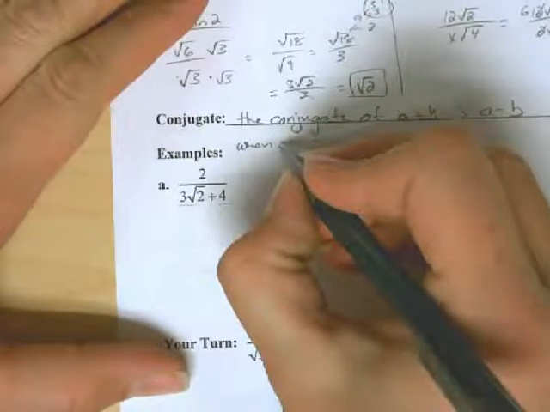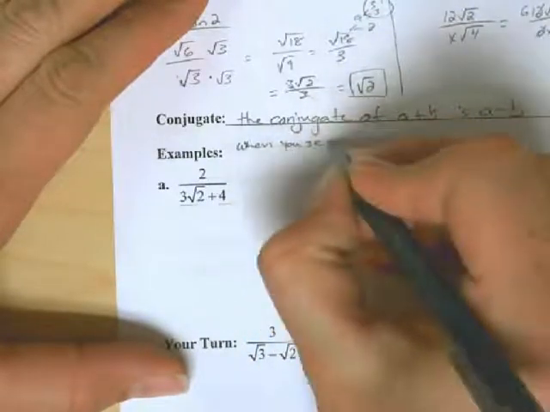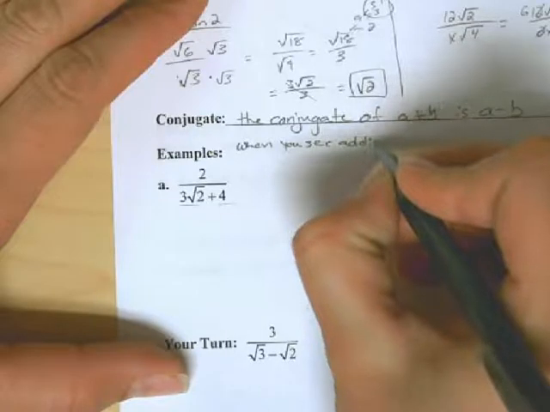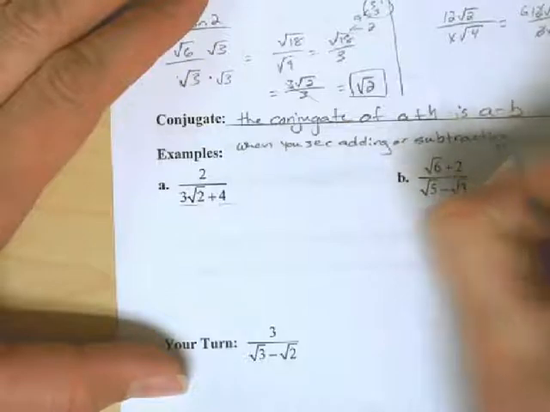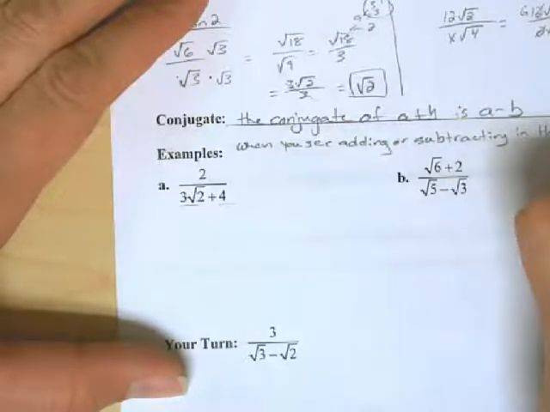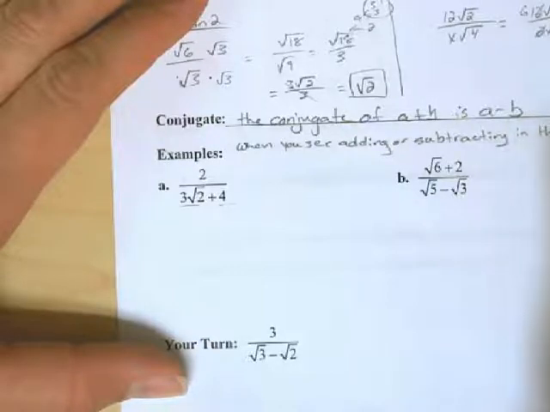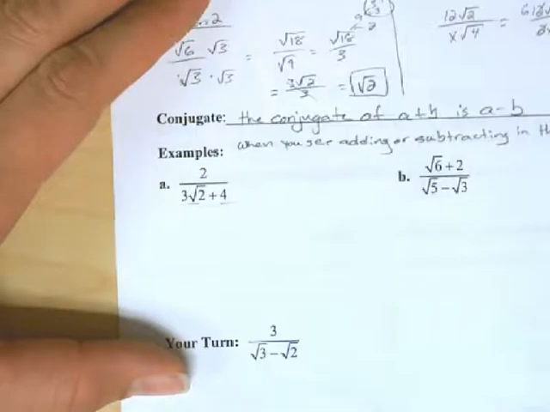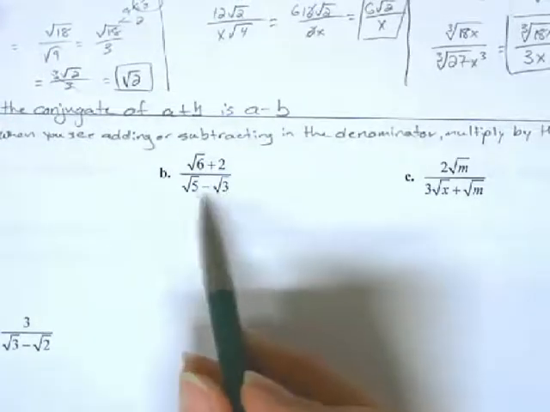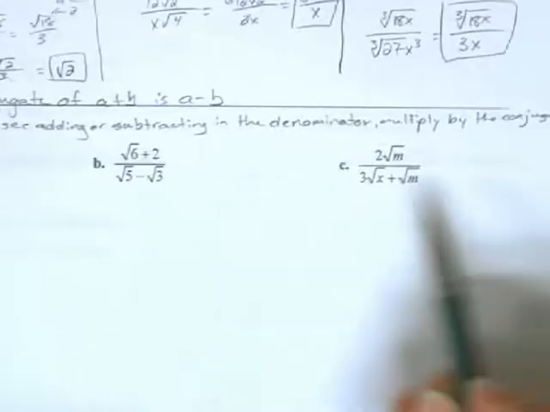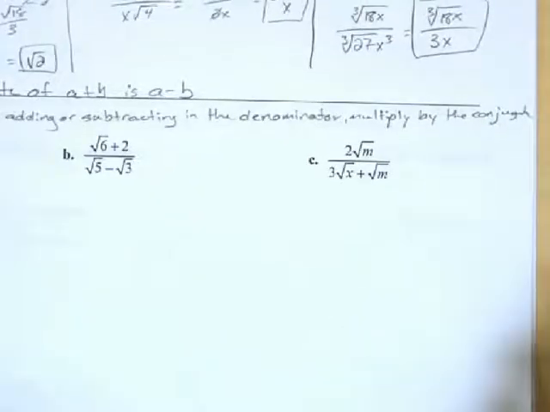So when you see adding or subtracting in the denominator, then you're going to multiply by the conjugate. That's when we use the conjugate. Sorry, I'm writing and you can't even see it. When you see adding or subtracting in the denominator, so down here in the bottom, that's when we know to multiply by the conjugate. That's what I wrote up there.